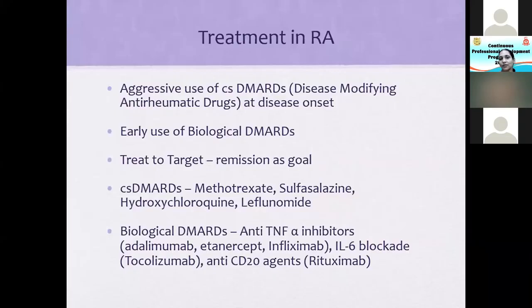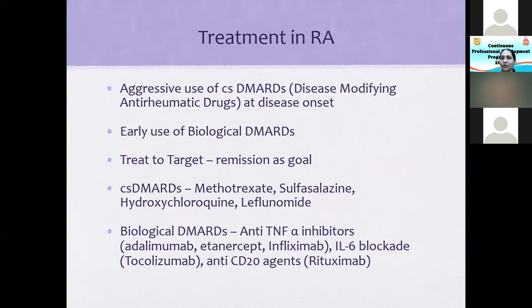Also, these synthetic disease modifying drugs can be used either alone or in combination, but if the disease is not responding to these drugs, then early use of biological agents can be initiated.